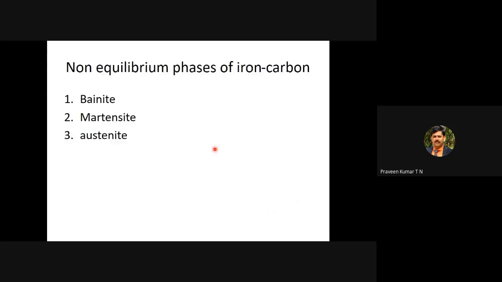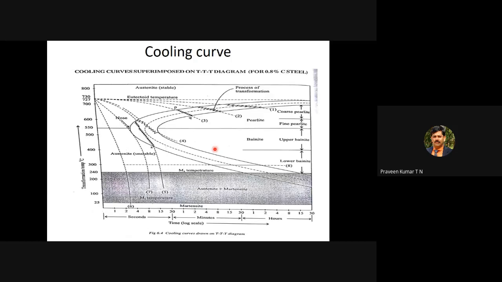But in the examination, they may ask you to superimpose the TTT diagram with the cooling curve. You have to superimpose. This is a TTT diagram. These are two S curves. So there are the curves here. These are the cooling curves. This is one cooling curve. This is one more cooling curve. We have around 5 to 6 cooling curves.